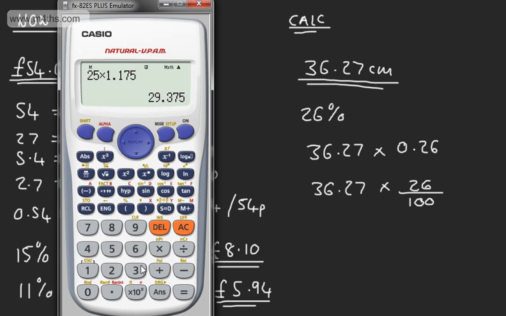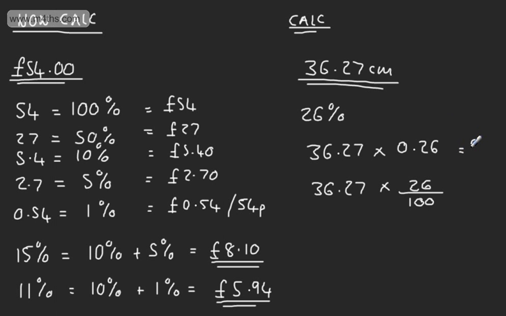This is a decimal equivalent to this fraction right here. So on a calculator, I've got 36.27, and I'm going to multiply that by 0.26. That will give me 26%, which is 9.4302. So if we like, 9.43 to 2 decimal places. 9.43, and that's 2 decimal places.